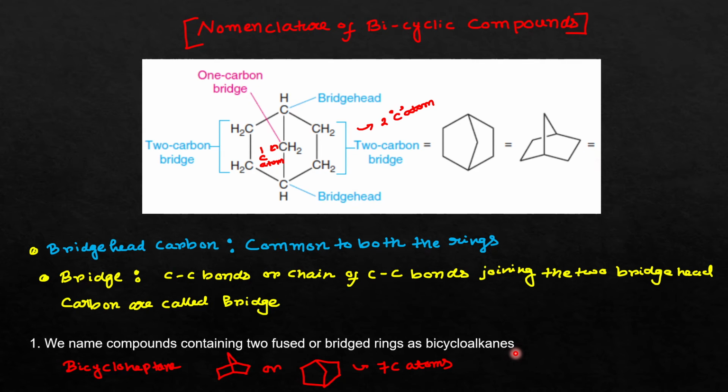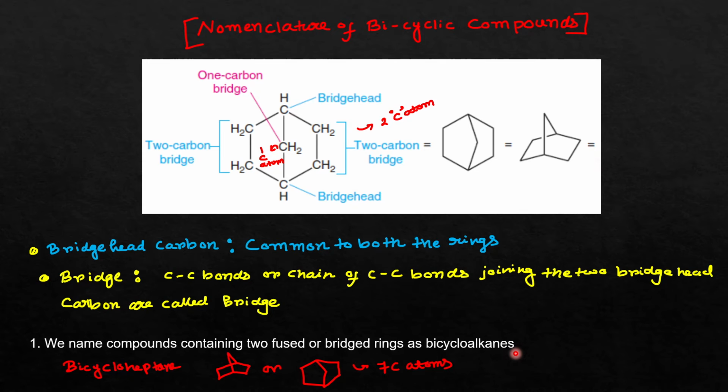Okay, as there are total 3 bridges, so you can see this 2, 2, 1, so 3 numbers are there, and these numbers signify the total number of carbon atoms present in each of these bridges. Okay, so then bicyclo, then the third bracket 2, 2, 1, that is the number of carbon atoms in each of these bridges, and then heptane because it contains a total of 7 carbon atoms. Okay, so bicyclo, third bracket 2, 2, 1 heptane. Now what is the nomenclature of this compound?